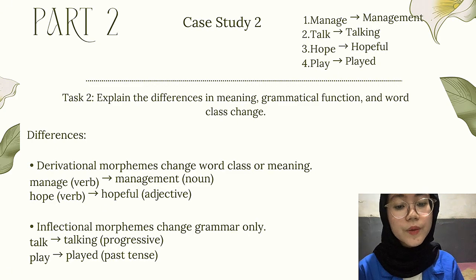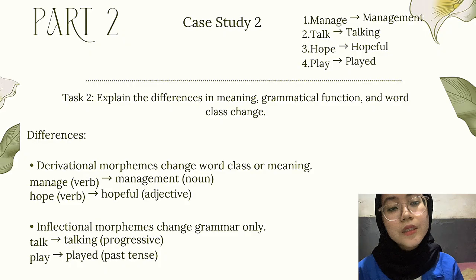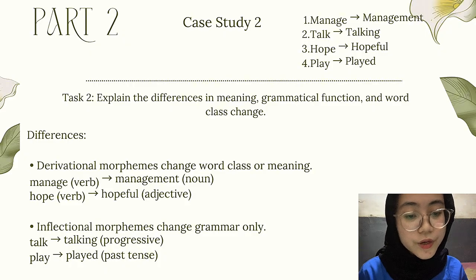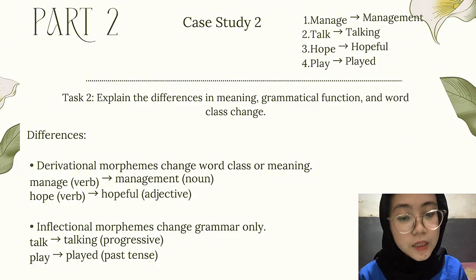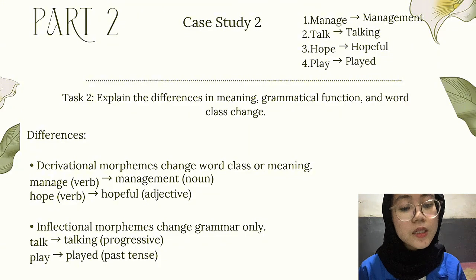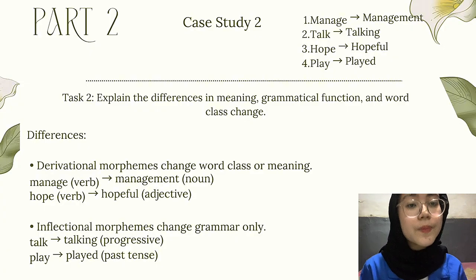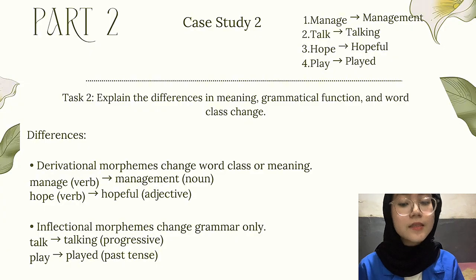But inflectional morphemes are different. They do not create new words, but they only modify existing words to fit grammatical rules. For example, talking only changes the tense, not the meaning. And played only tells us the action happened in the past.